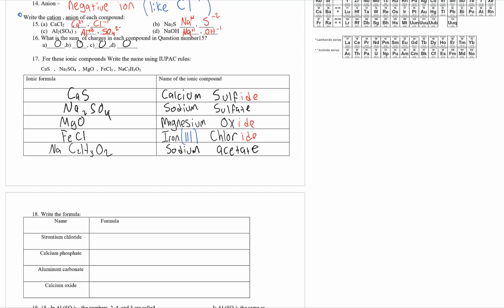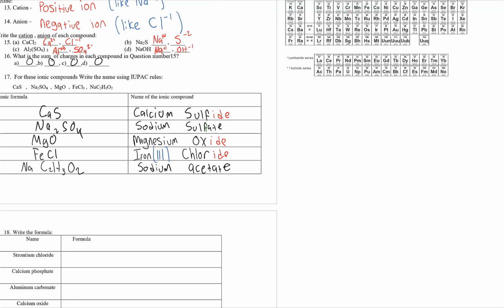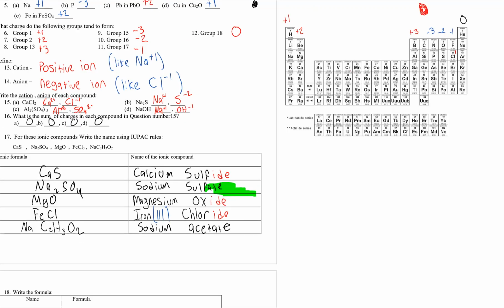Also, real quick before we move on, I want you to notice something. I wrote these in red sometimes: calcium sulfide, magnesium oxide, iron chloride. The IDE at the end lets you know that it is a normal element. But some of these are very deceptive. Look at this: sulfate. ATE looks a lot like IDE. Sulfate seems like it might just be this.